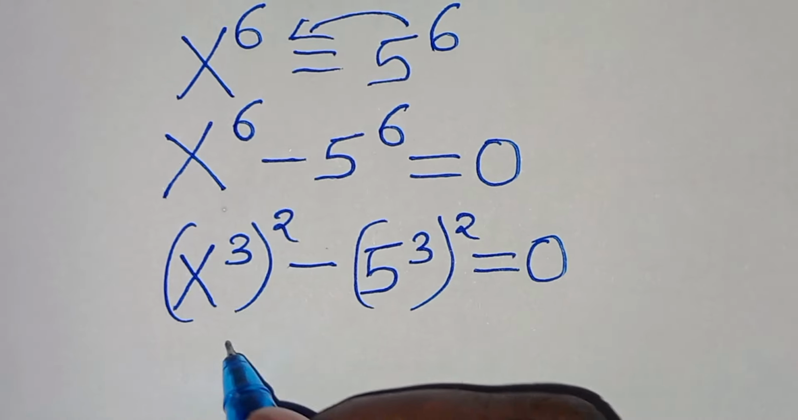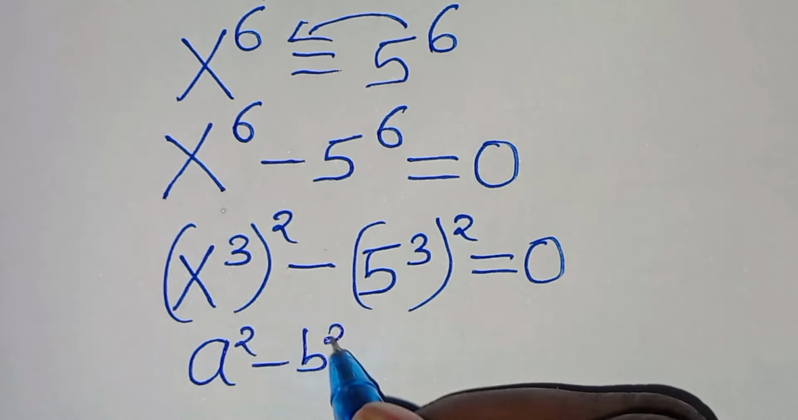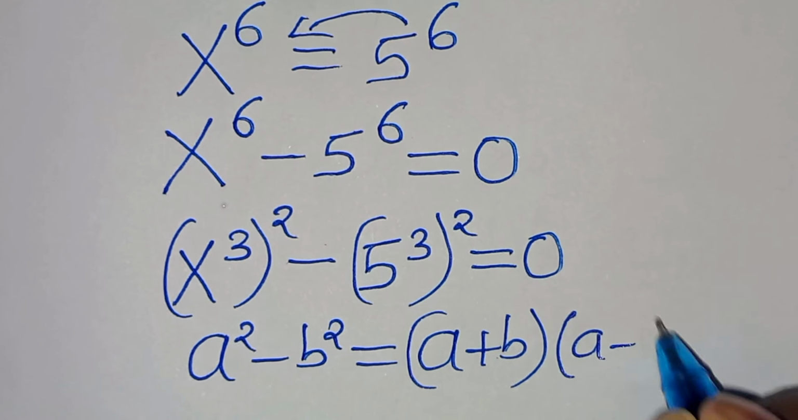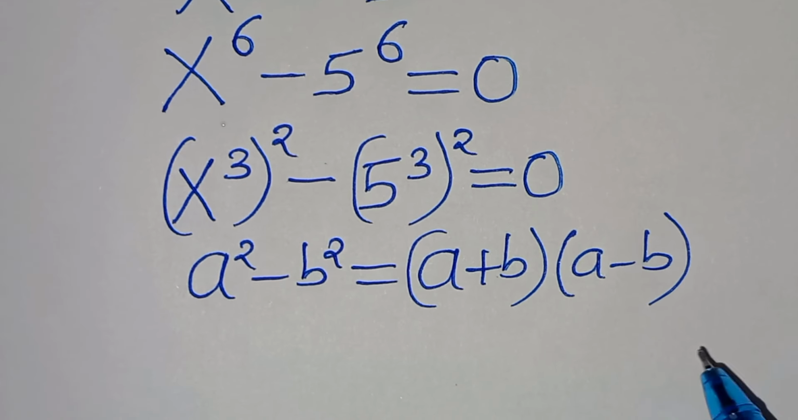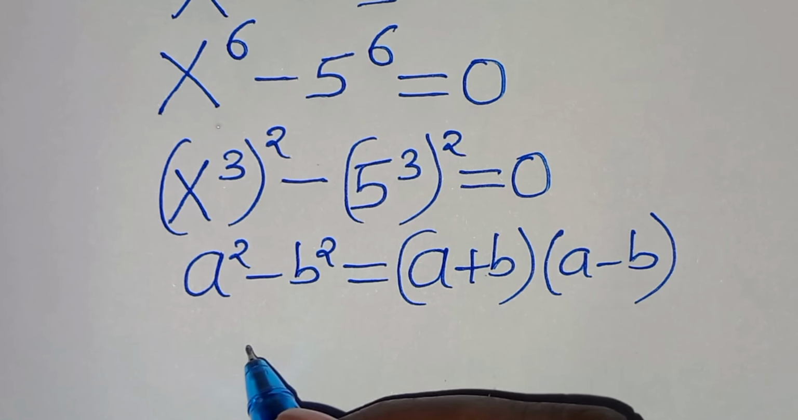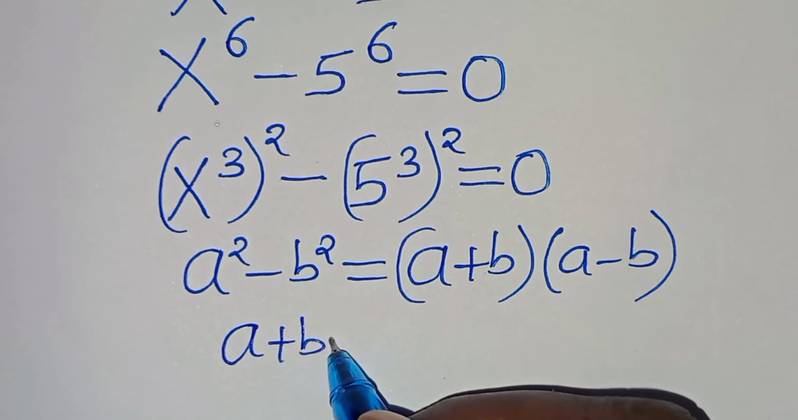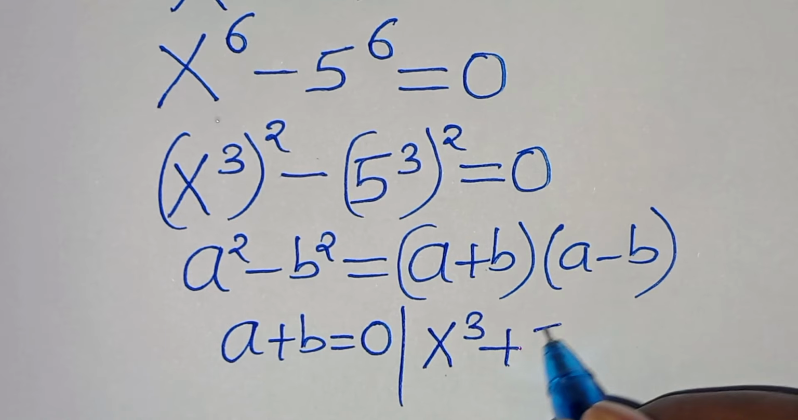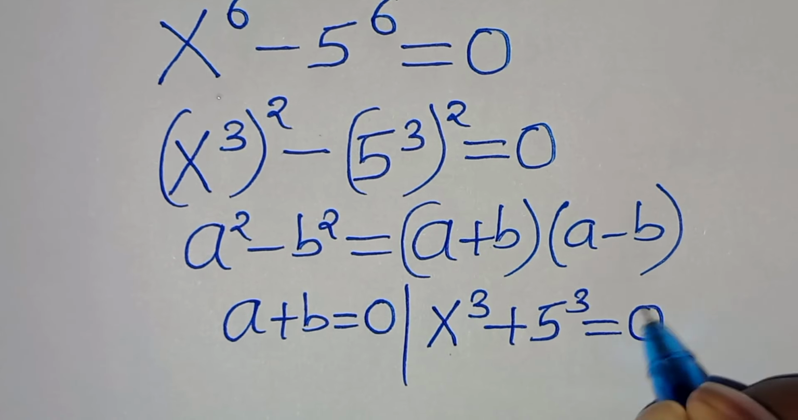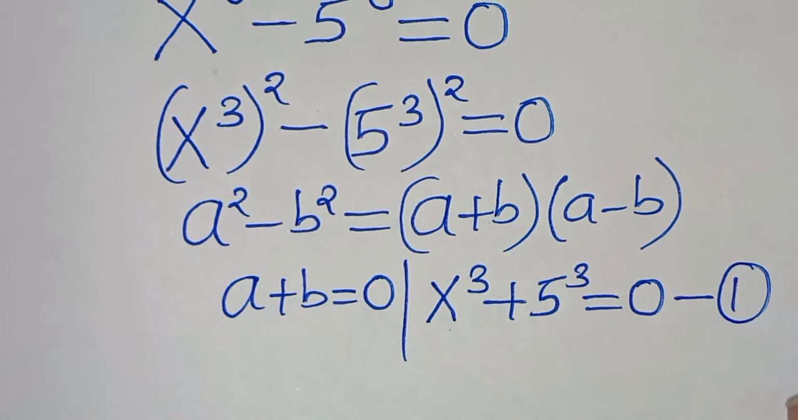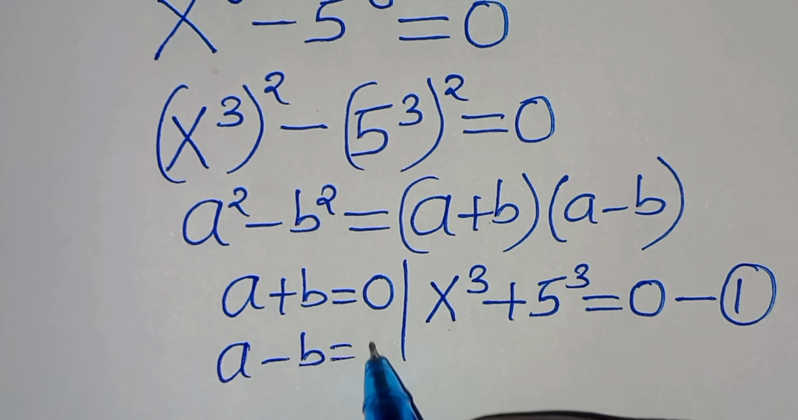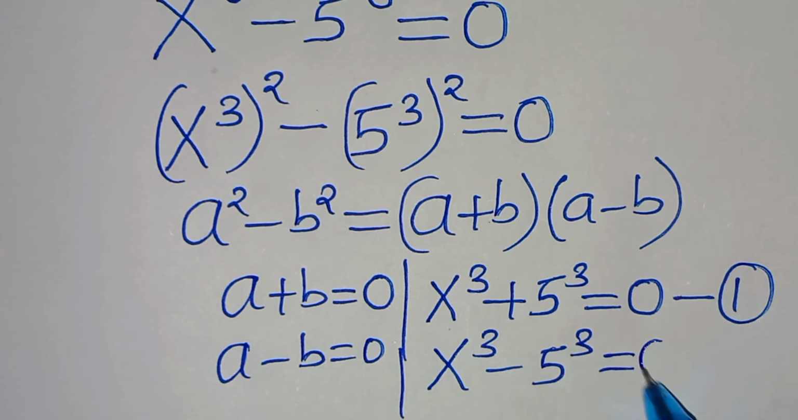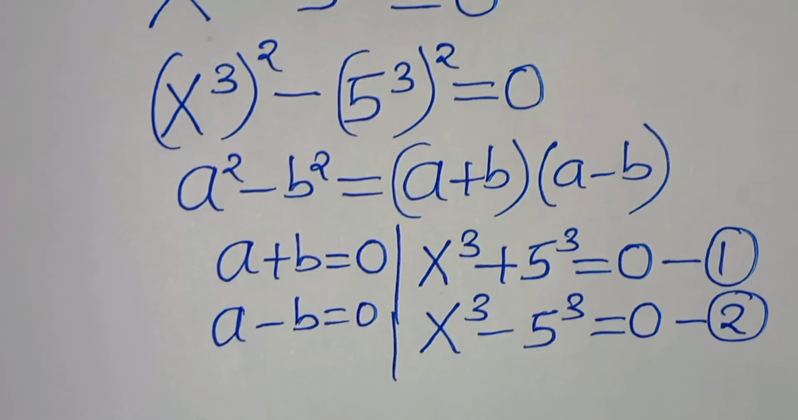This equation here is of the form a squared minus b squared, which we can express as a plus b multiplied by a minus b. Now, in this case, we have that a plus b equal to 0, which is the same thing as x to the power of 3 plus 5 to the power of 3 equal to 0. Let's call this case 1. And we have that a minus b equal to 0, which is x to the power of 3 minus 5 to the power of 3 equal to 0. Let's call this case 2.